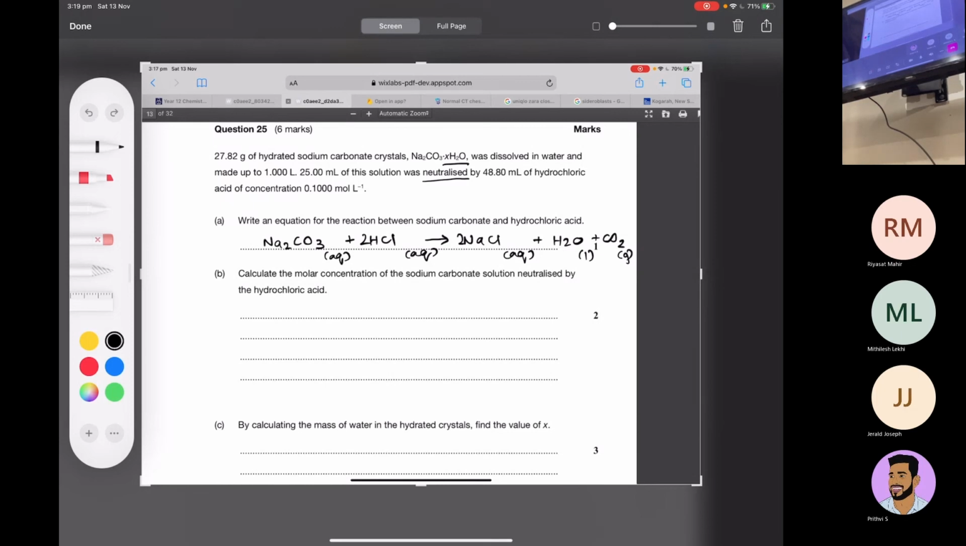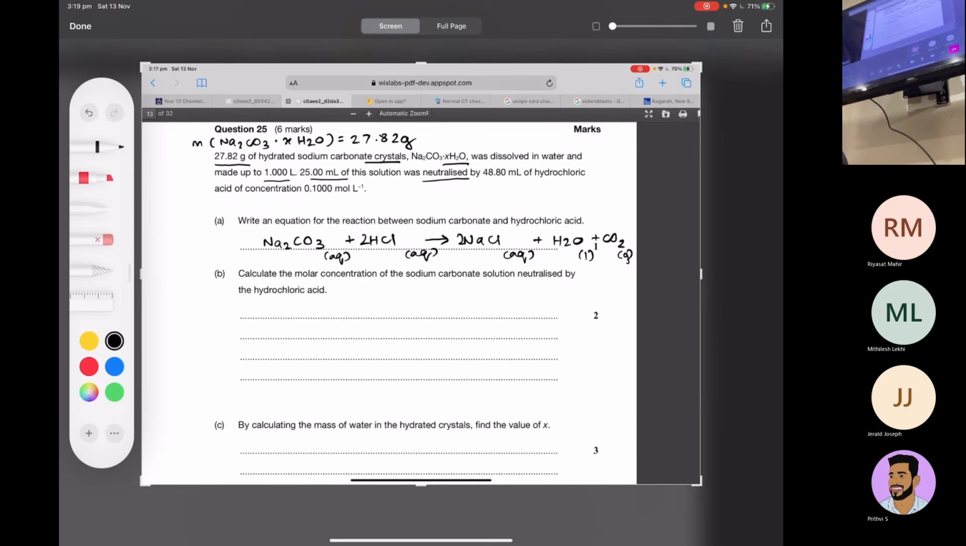So what are we going to do now? Now we're going to have our data. Does everyone agree? So the data here is the mass of the hydrated sodium carbonate crystals. Is that even in the equation that we've written here? No, so we're going to have to write that separately. Mass of sodium carbonate times XH2O is equal to 27.82 grams. Okay? And it was dissolved in water, made up to 1 liter, 25 ml of that solution. What should we do straight away?